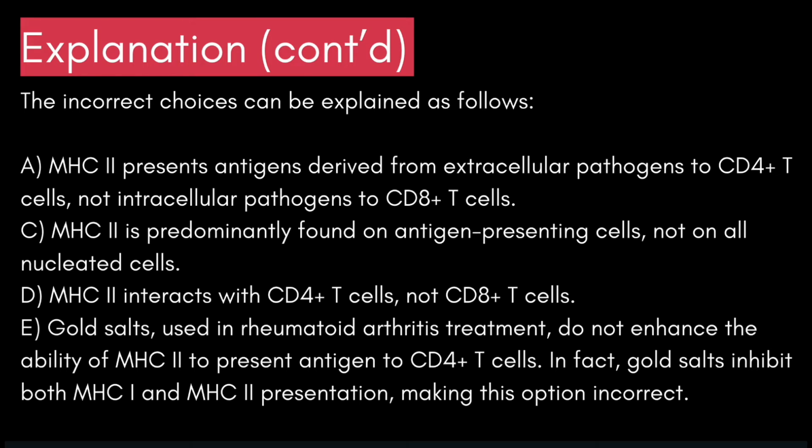MHC2 presents antigens derived from extracellular pathogens to CD4 plus T cells, not intracellular pathogens to CD8 plus T cells. MHC2 is predominantly found on antigen-presenting cells, not on all nucleated cells. MHC2 interacts with CD4 plus T cells, not CD8 plus T cells. Gold salts used in rheumatoid arthritis treatment do not enhance the ability of MHC2 to present antigen to CD4 plus T cells. In fact, gold salts inhibit both MHC1 and MHC2 presentation, making this option incorrect.